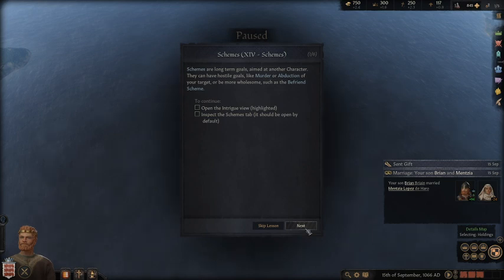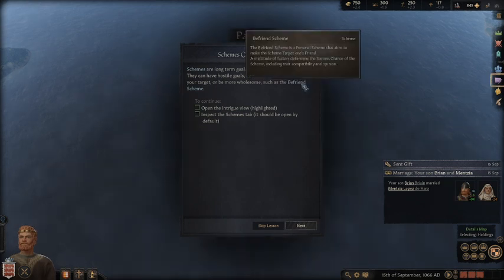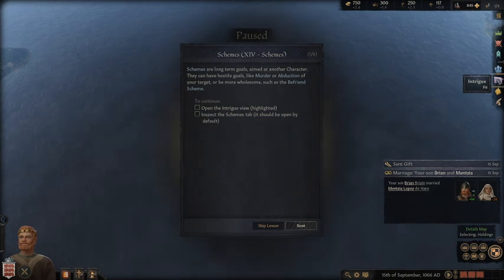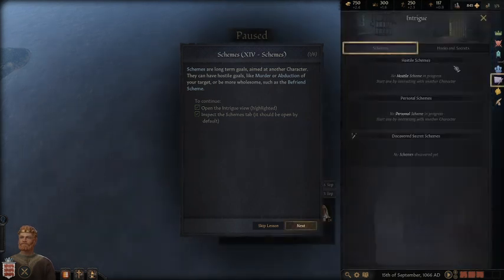Schemes are long-term goals aimed at another character. They can be hostile goals like murder or abduction, or be more wholesome, such as the friend scheme. Open the intrigue view. I'm just going to press F6 to open that up. So the schemes tab should be open by default. Hostile schemes, personal schemes, discovered secret schemes.